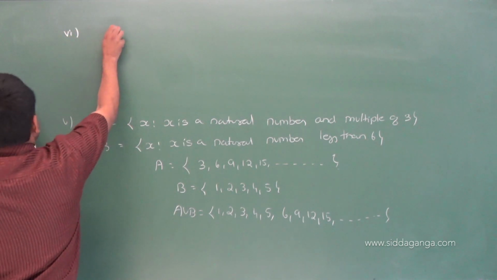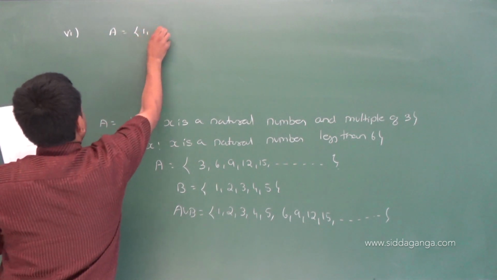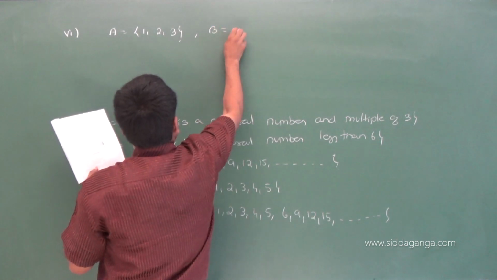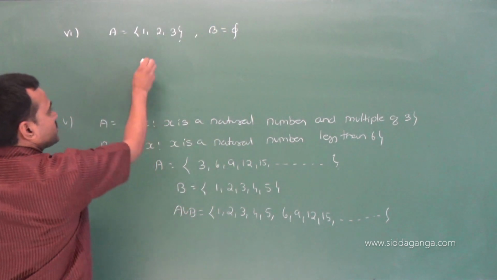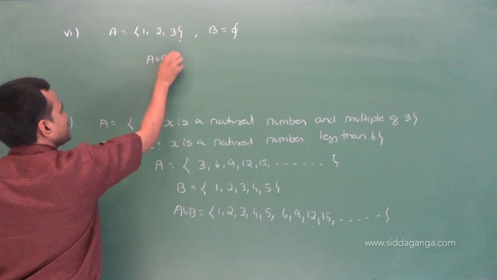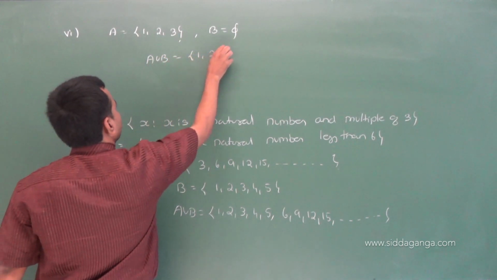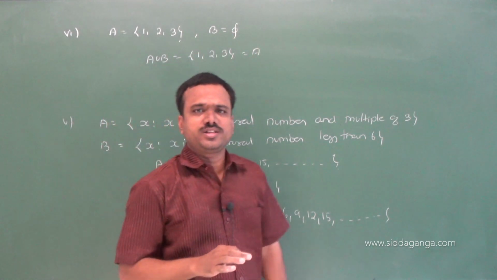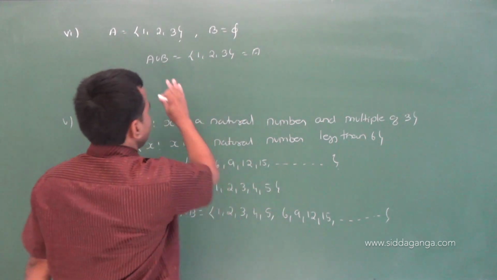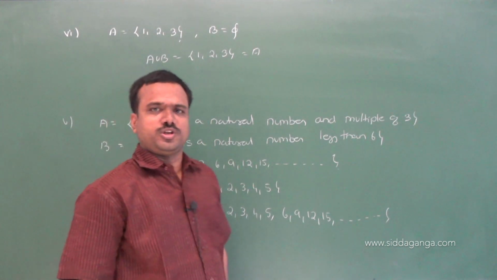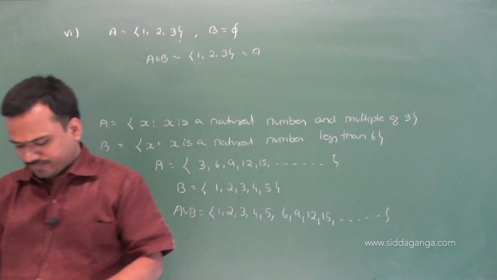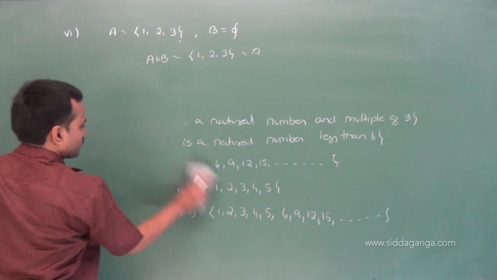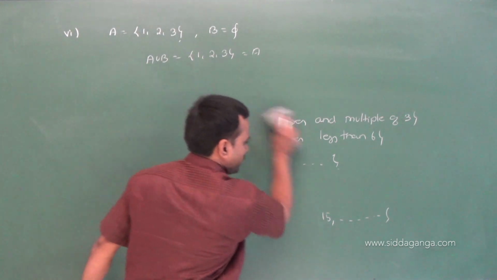Sixth one. A is equal to {1, 2, 3}. B is equal to empty. Very interesting problem. A union B is nothing but {1, 2, 3}. That is equal to A itself, because B contains no elements. That's why A union B is equal to {1, 2, 3}, that is A itself. First main is over. Second main.